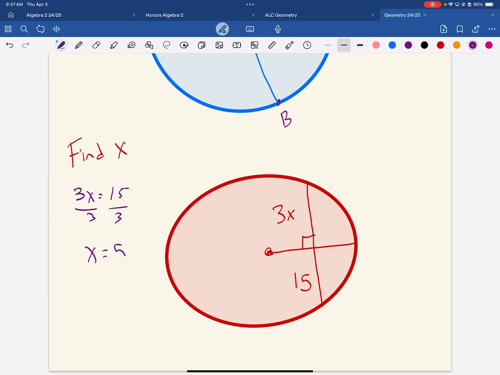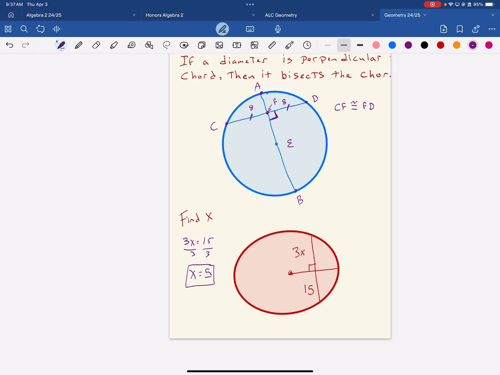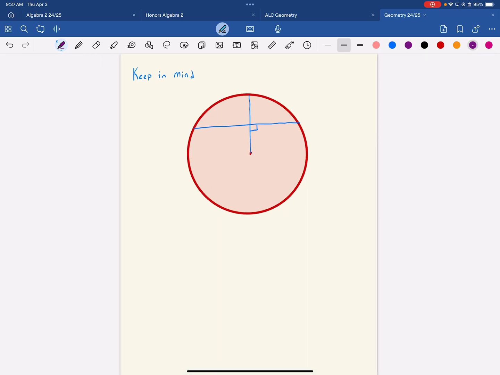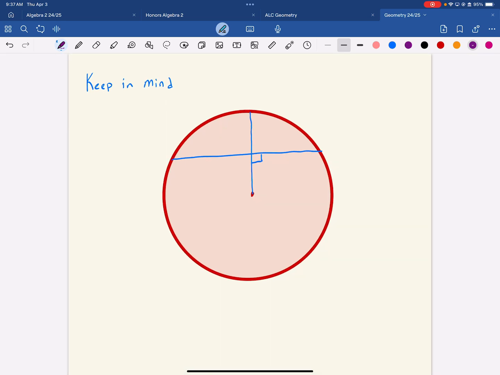You get a solution that x is equal to 5. Okay? That's really the theorem that we're going to deal with today. That theorem in itself is really pretty simple to understand. As long as it's perpendicular, it breaks the chord into two congruent pieces. Now, a couple things you have to keep in mind as we're looking at these today.